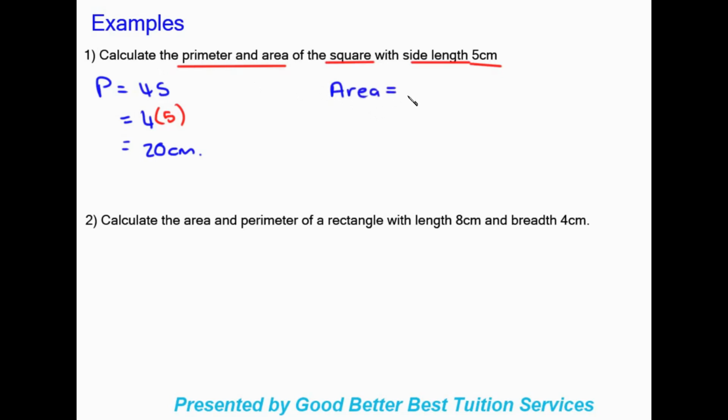So the formula for area is going to be side times side, or side squared. So I'm just going to do side squared. Actually, let's do side times side. We know each side is 5 centimeters, so we'll say 5 times 5. Now it's very important to look at what's about to happen here. So our area, 5 times 5, is 25 centimeters.